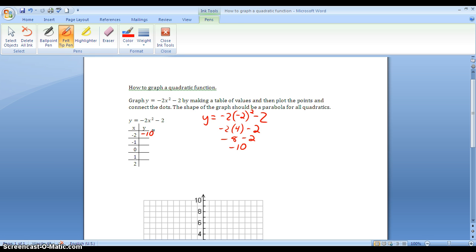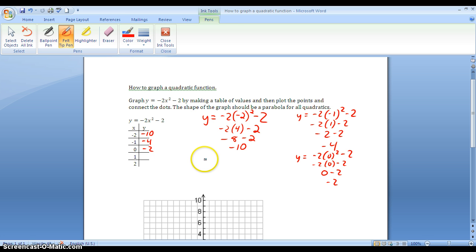Now I'm going to do the same thing for minus 1. y equals minus 2 times minus 1 squared minus 2. Same thing, minus 1 squared is positive 1. So I have minus 2 times positive 1, which is minus 2, minus another 2, which is a minus 4. So now I have a minus 4 here. I plug in 0. 0 is a nice one to plug in. Things cancel out really easily. I have y equals minus 2 times 0 squared minus 2. 0 squared is 0, so I get minus 2 times 0, which is still 0, minus 2, which is now minus 2. All right, only 2 more to go.